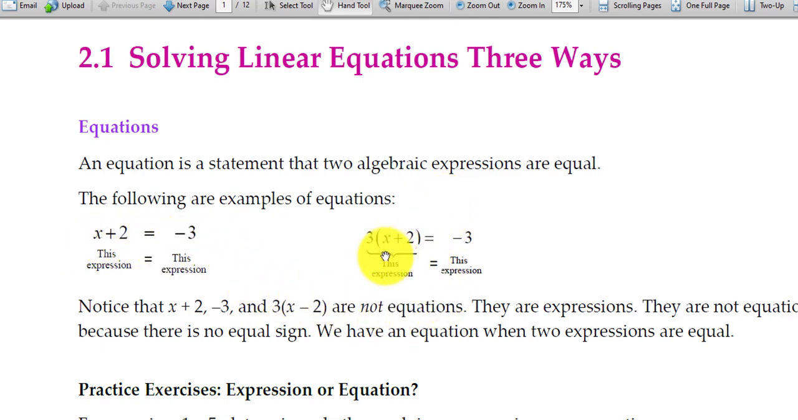Same goes for this example, right? 3 times the quantity of x plus 2 by itself is an expression. Once I add the equal sign, we have an equation, right? So we're really setting two expressions equal to one another.